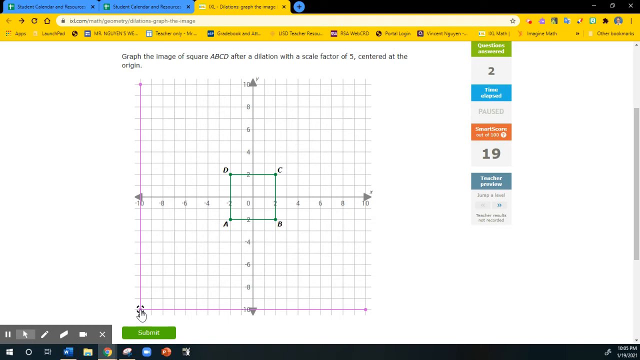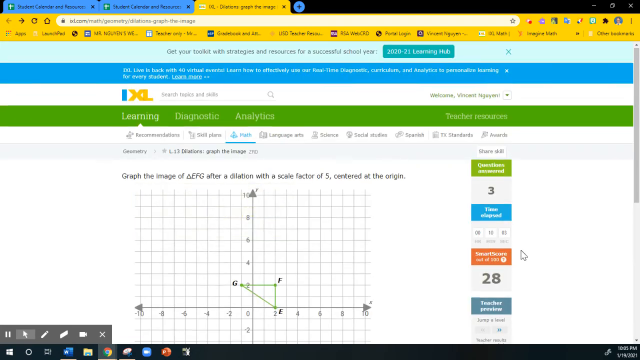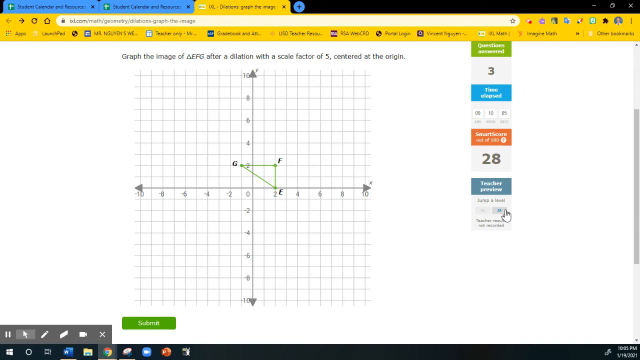So scale factor works the same way, right? With the length versus the coordinates, okay? So the other one should be right here. And that is our enlargement. Submit. And I think this is pretty much it, guys. You just multiply the coordinates by the scale factor to get your image, okay?